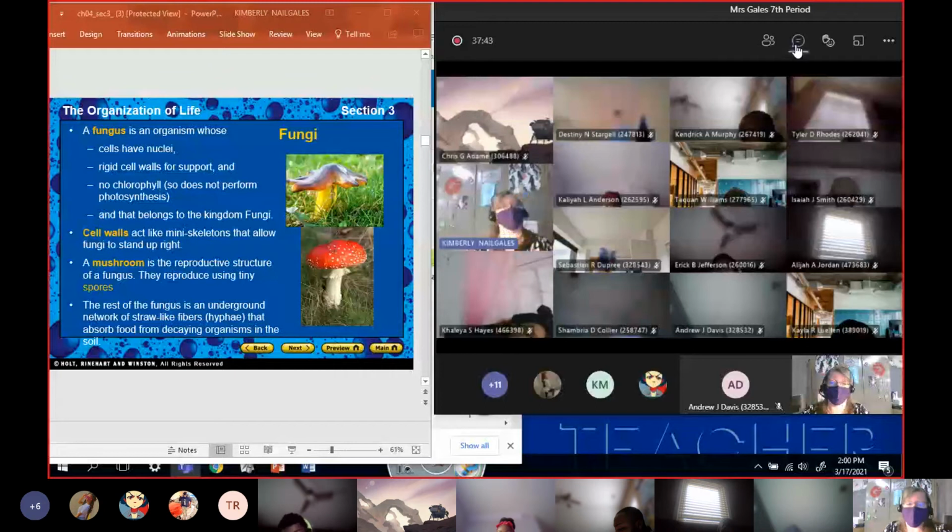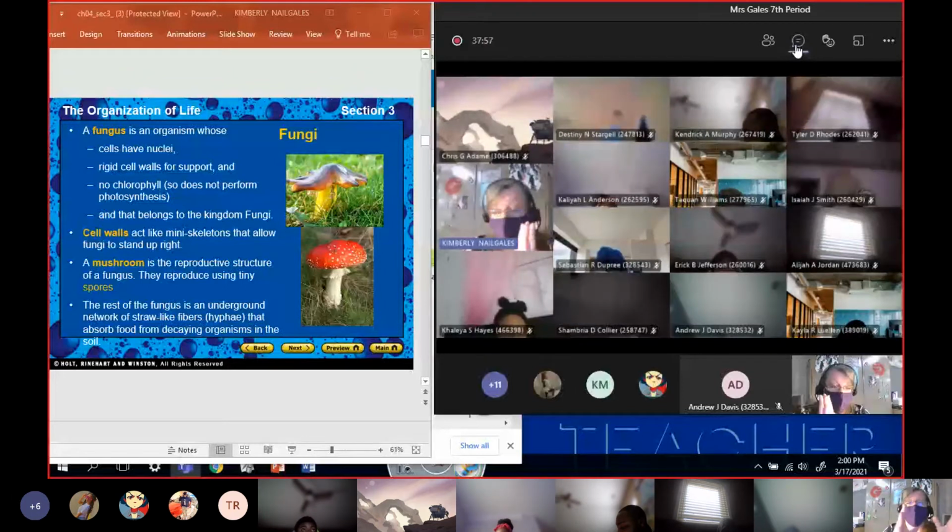Okay, so when we're deciding what box to put all of our trading cards in, how do we decide that something goes in the fungus box? Okay, first, fungus is not a plant nor an animal. It does have a nucleus, so it's not going in the box with the bacteria. It does have cell walls.